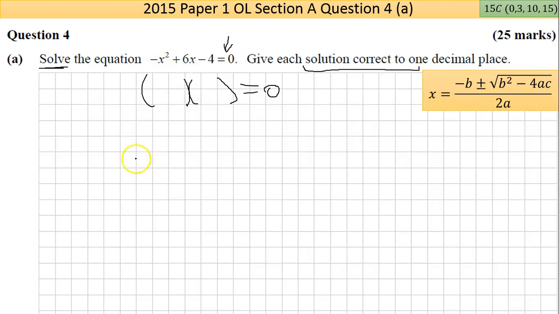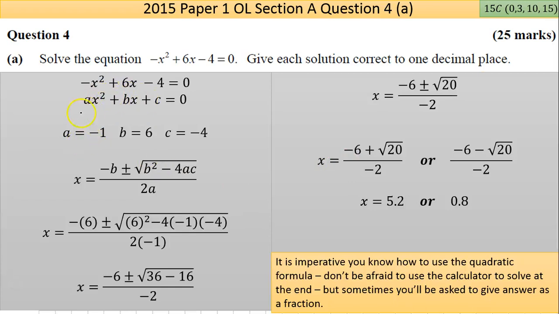Now, a is the number in front of the x squared, so in this case, a will be 1. b is the number in front of the x, so b is equal to plus 6. And c is the value at the end, so c is equal to negative 4. Okay, so we're going to look at the answer here. I've written out the quadratic itself for the question, written out the general form, and then identified a, b, and c. Written out my formula, and then plugged the numbers in.